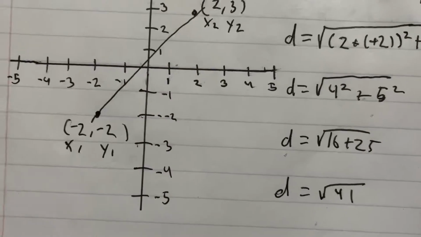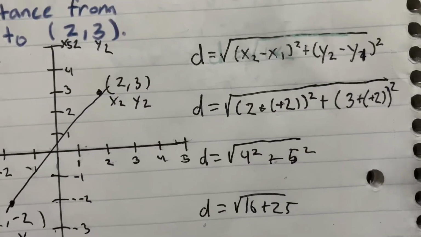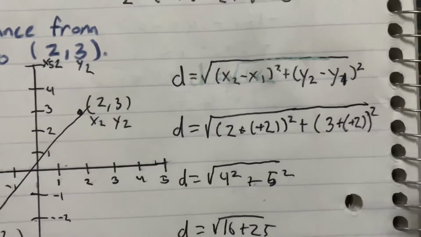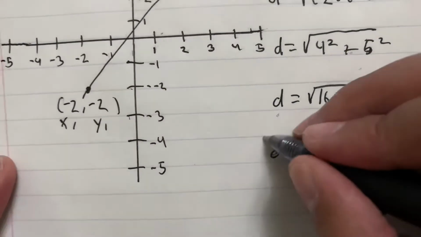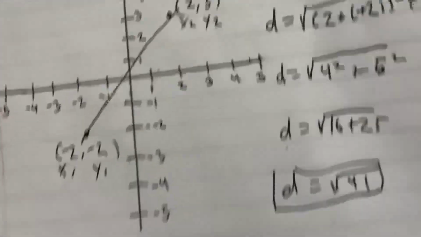And that's also what I did right here, where I solved the 2 minus -2, which is 2 plus 2, which is 4 squared, etc., etc. And then the answer is here. If you want, you could box the answer, circle it, do whatever you please.